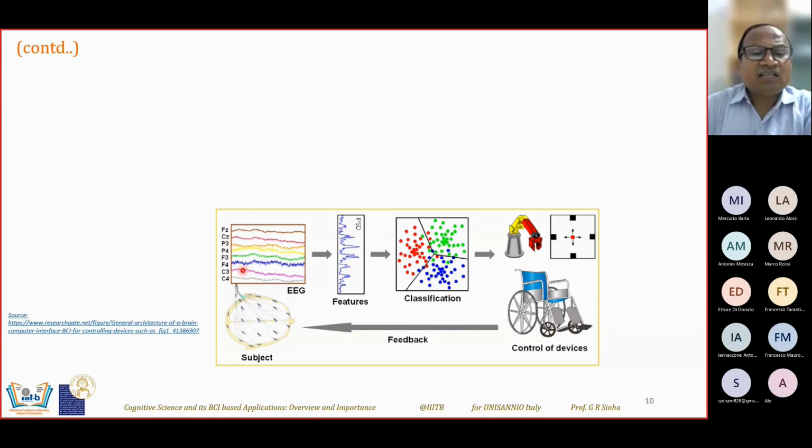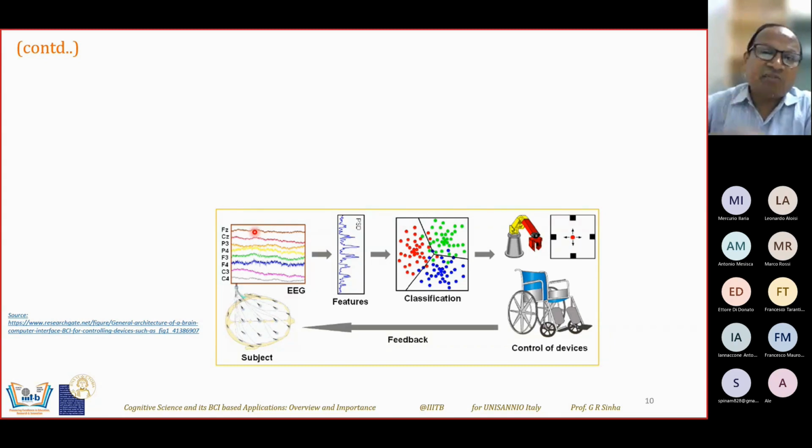You can see that there are EEG signals. Subject is nothing but a person. In the study of medical science and medical signal processing, we use the term subject for a person. Suppose there are 10 persons involved in the study, we'll call the number of subjects 10. So from a subject, this is a top view where you can clearly see the electrodes. From there the EEG signals are going. And what is EEG?